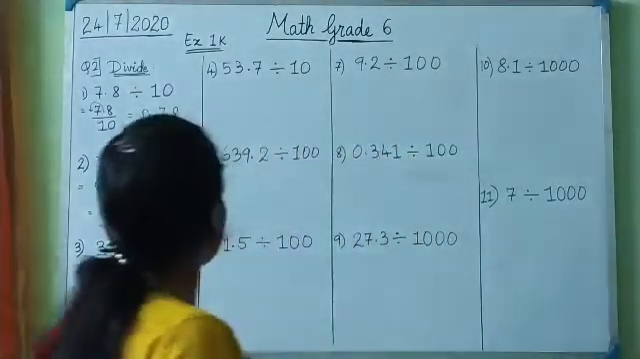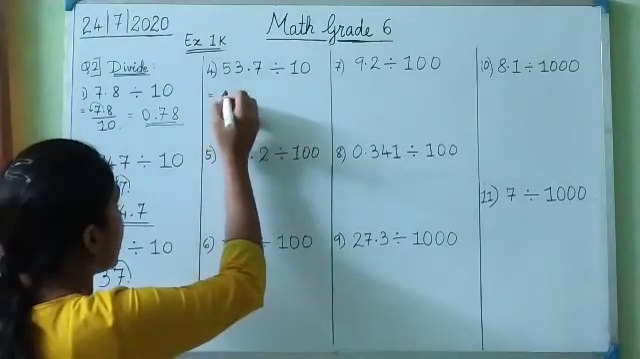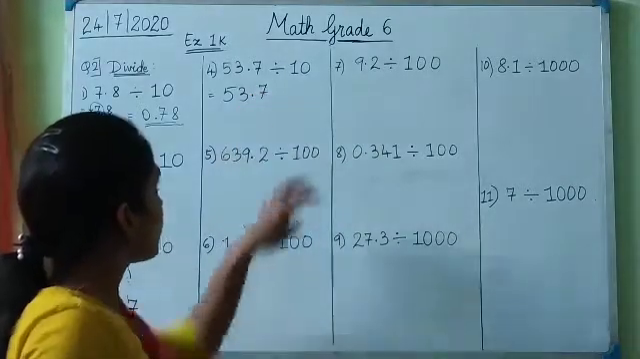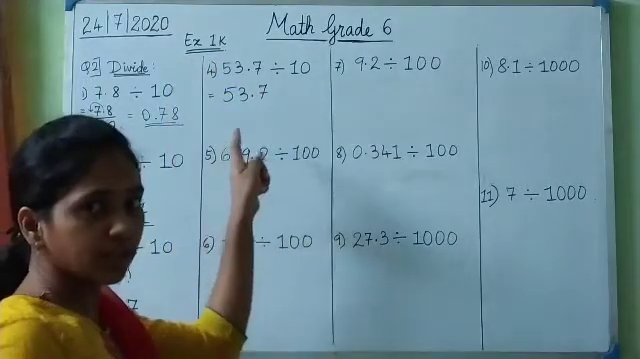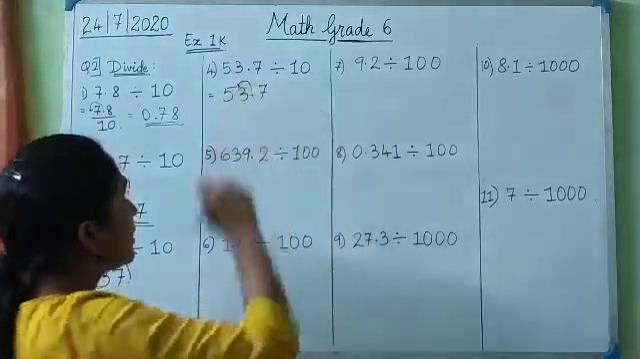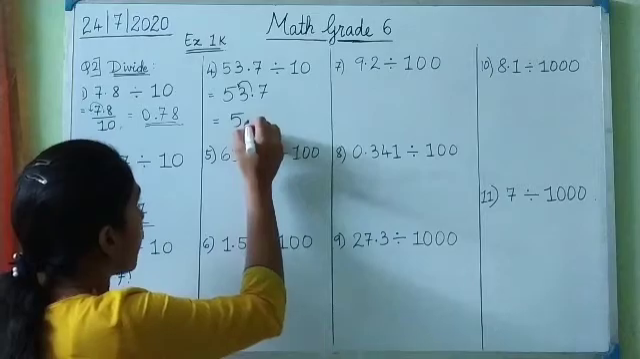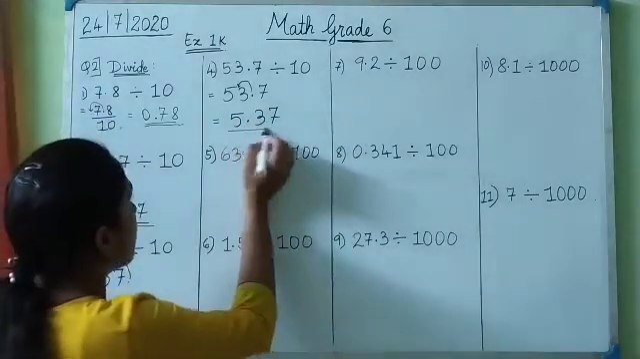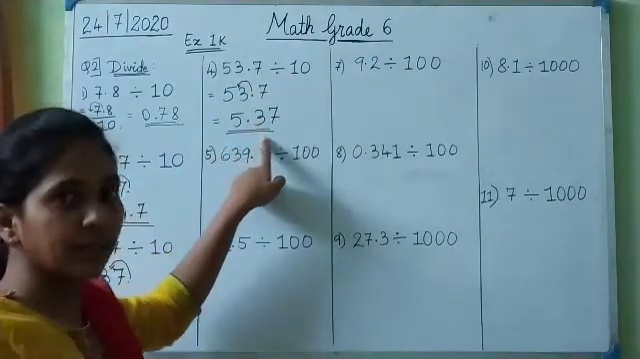Now the fourth question is 53.7 divided by 10. First I write 53.7. There is only one zero, so this decimal point will shift one place towards the left. After shifting one place, it will come between 5 and 3, so the number becomes 5.37. So 53.7 divided by 10 is 5.37.